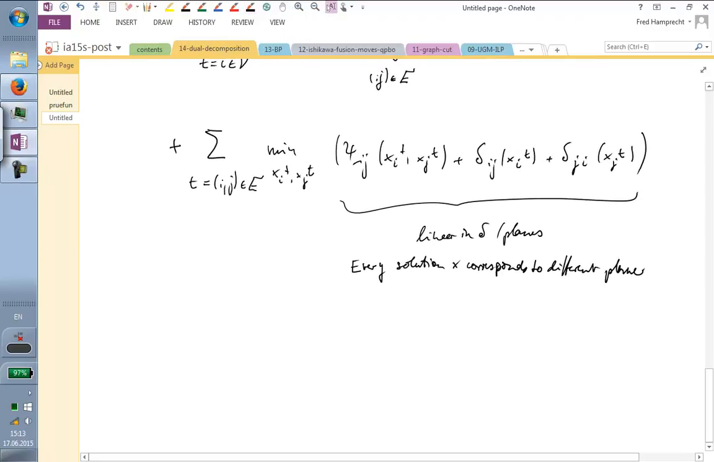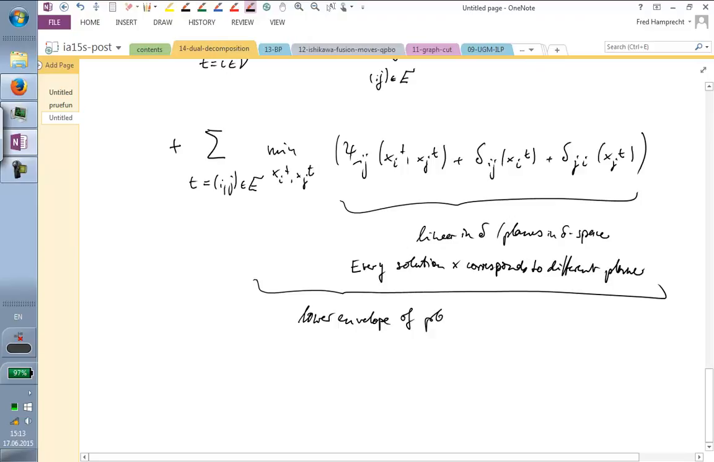And now, for a given set of deltas, we pick the lowest of these. So these are planes in, let me call this delta space. And this is now a lower envelope of planes in delta space.